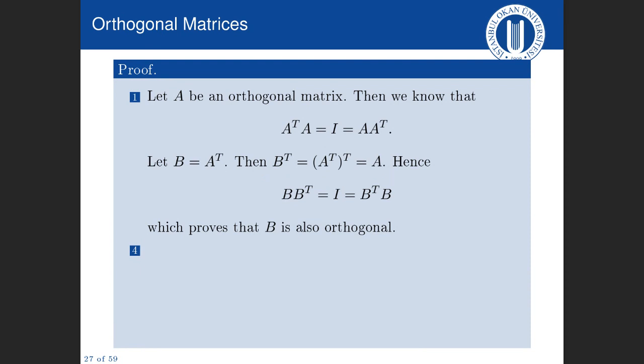So A transpose A is just the same as B transpose B, and that proves that the matrix B is also orthogonal.